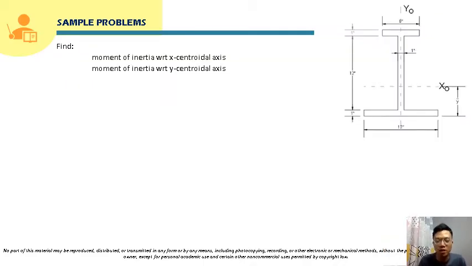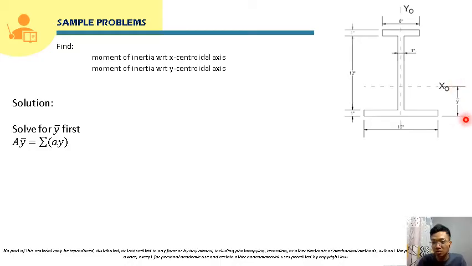Okay, so for this problem, we are going to solve the moment of inertia with respect to x and y centroidal axes. Okay, so we have to determine first the location of the x centroidal axis. So to do that, we have to solve for y bar. So y bar is measured from the base. So we will use this base as the reference axis to solve for y bar. Okay, so this will be Ay bar is equal to summation of Ay.